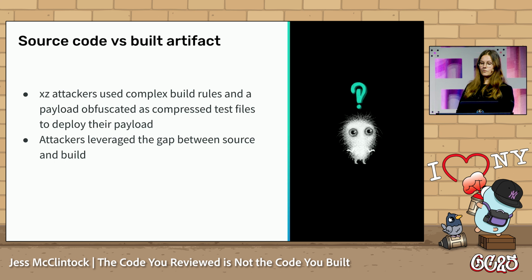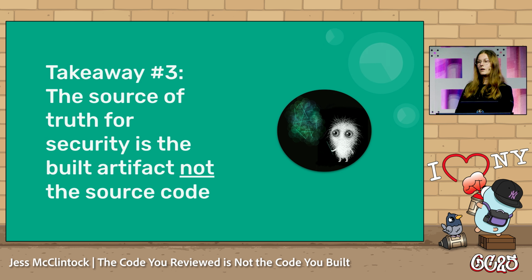While the tests were present in the source code repository, the script that unpacked them to create the backdoor was only included in the release itself. This provides us with an excellent example of how attackers can leverage the gap between source code that a human reviews and the build artifact. Which leads us to takeaway number 3. The source of truth for security is the build artifact and not the source code, because the code that you build is not guaranteed to be the same code that you reviewed.